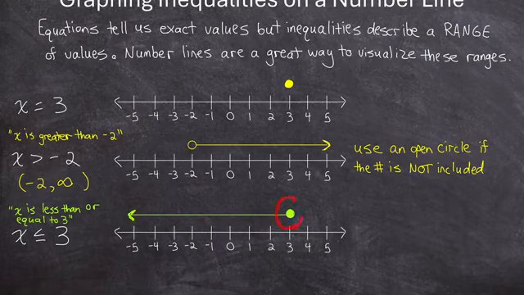And notice this time, I used a closed circle above the 3. That's because I wanted not only the values less than 3, but also the values that are equal to 3. So I wanted to include 3 in the interval. You always use a closed circle if the number is included.